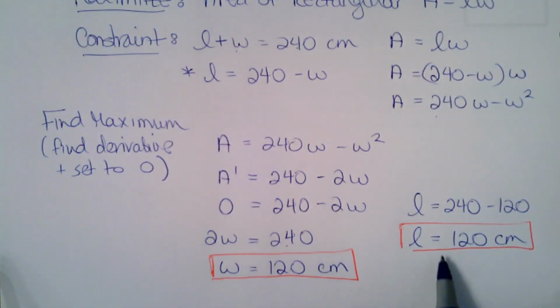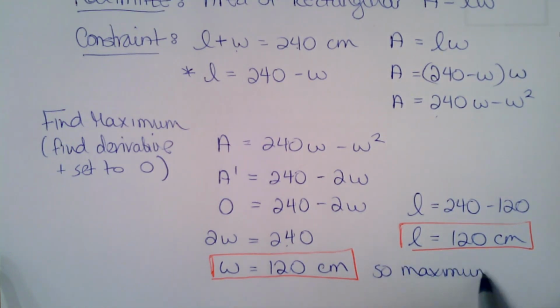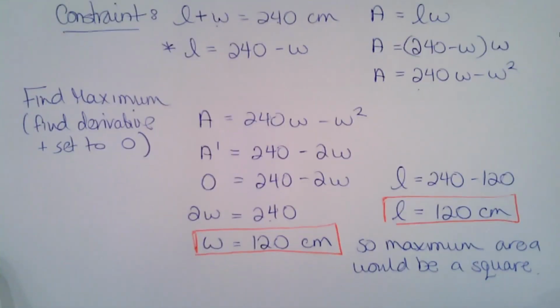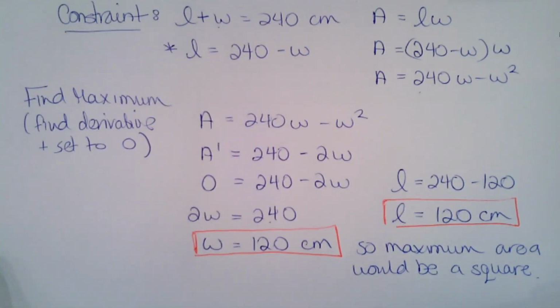And if you notice a little further, length and width are equal. So maximum area would be a square. Okay, this is pretty. I don't want to say a property per se, but this is what happens when you try to maximize rectangles. The maximum of rectangles are squares. Okay, so the dimensions are always equal for maximizing rectangles because you get squares.